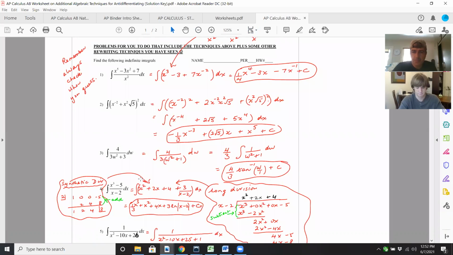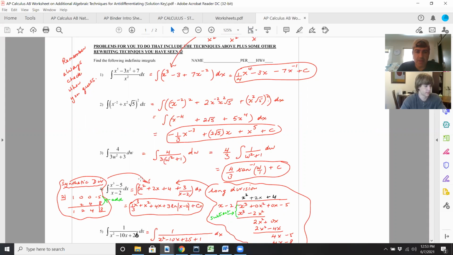For number 1, the best way to handle that one is divide each term in the numerator by x squared to get x cubed minus 3x plus 7 over x squared. The 7 over x squared would be rewritten as 7 times x to the -2 power. These are all power terms. When we do the anti-derivatives, add 1 to the exponent, divide by the new exponent. There you go. And don't forget the plus c at the end. Of course, if it's multiple choice, plus c will be in the choices. But if it's free response, then of course put plus c at the end.